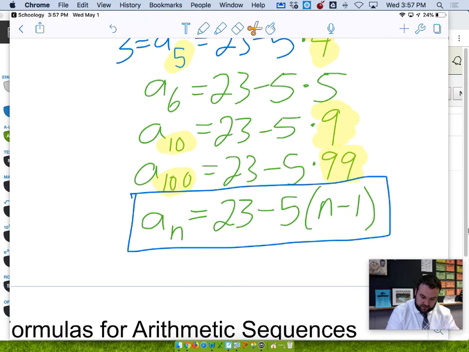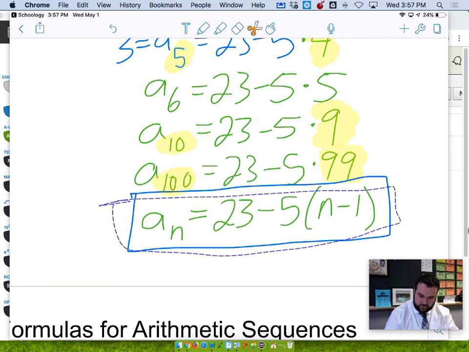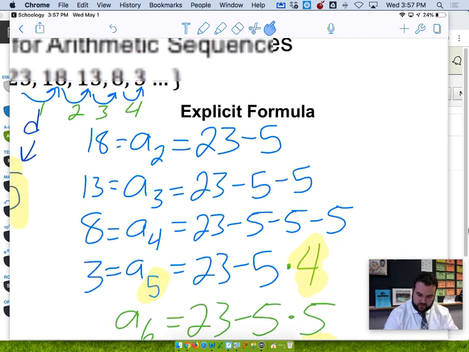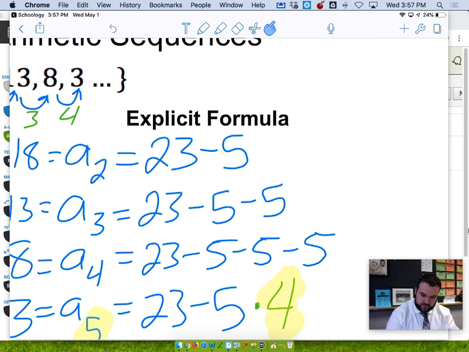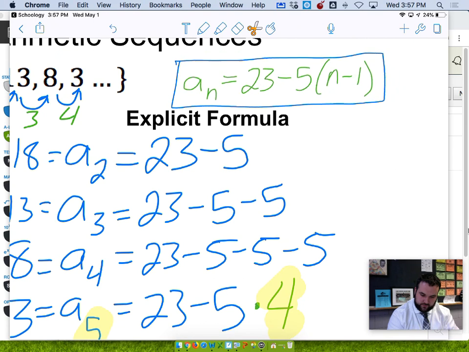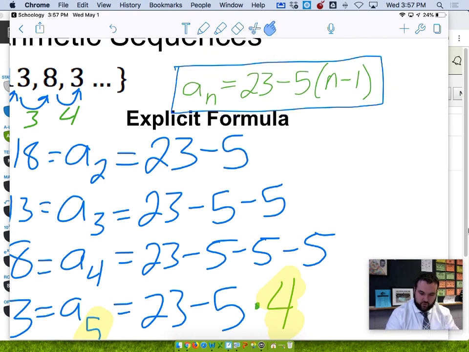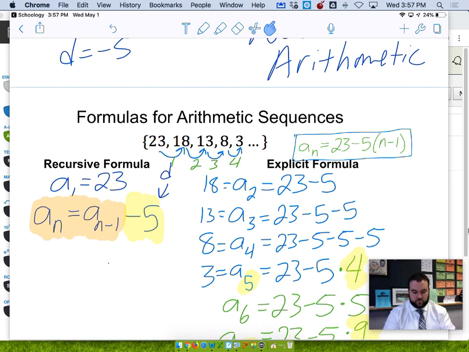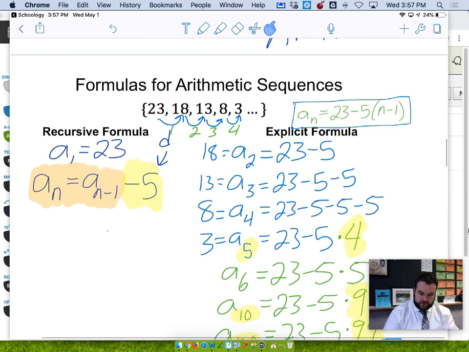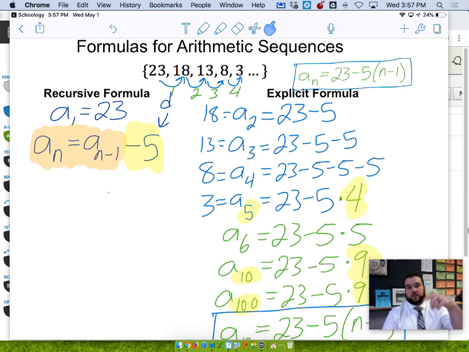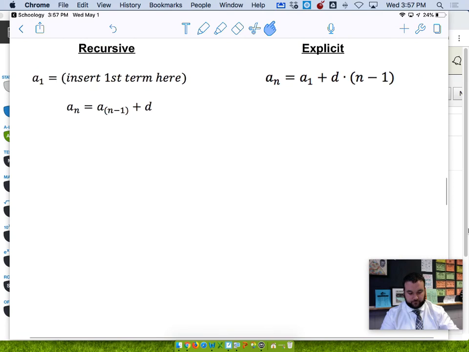Okay, so I'm going to take this, see how good my Notability skills are. Copy. We'll come back up here. So the explicit formula is... fixed. Okay, there's our explicit formula, and that's how we're going to write it. So we have the recursive formula on the left, the explicit formula there on the right.